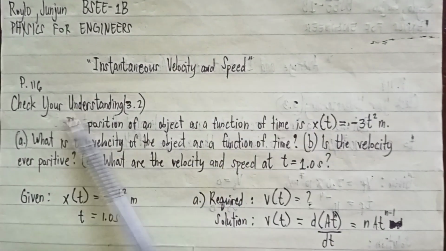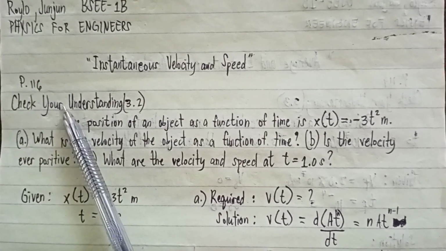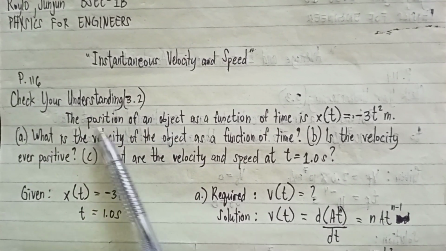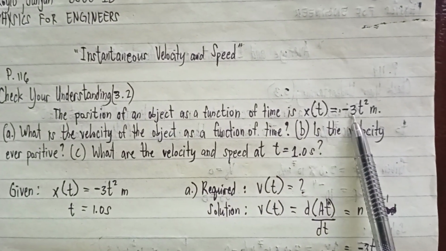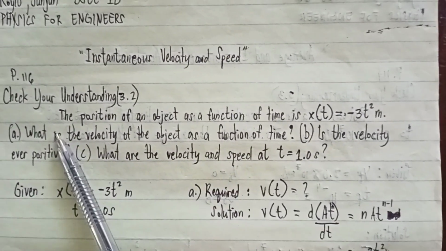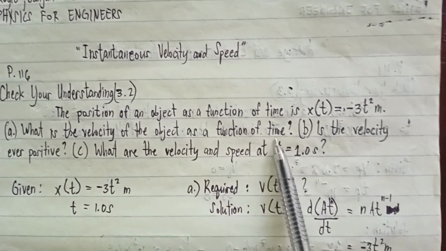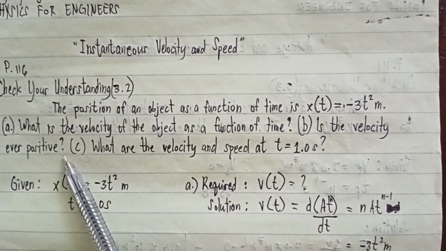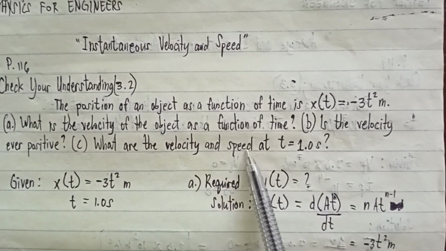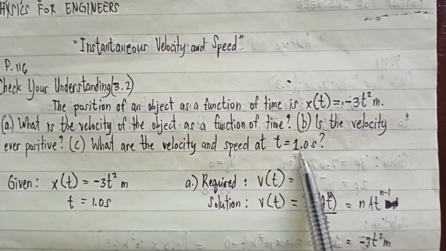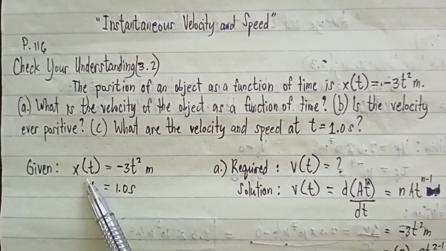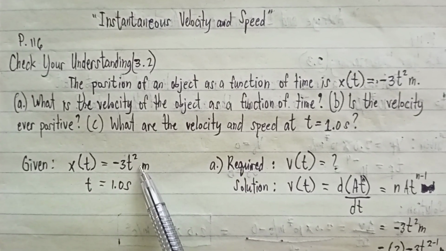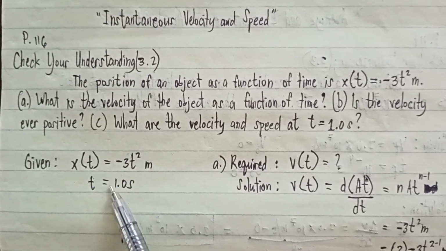Instantaneous velocity and speed. From page 116, check your understanding 3.2. The position of an object as a function of time is x(t) equals negative 3t squared m. What is the velocity of the object as a function of time? Is the velocity ever positive? What are the velocity and speed at time t equals 1.0 second? Given x(t) equals negative 3t squared m. t equals 1.0 s.